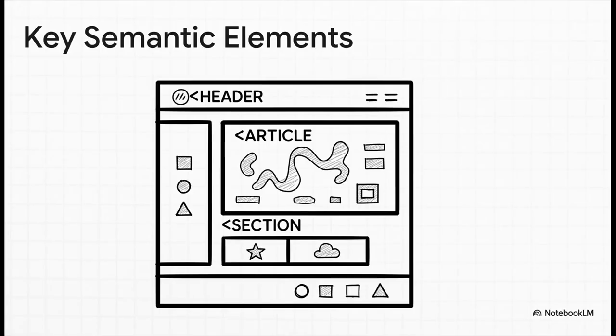And each of these tags has a specific job. Header is for your titles and intros. Nav is for your main menu. Article is for a self-contained blog post or news story. Now, this isn't just about being tidy. It has massive real-world benefits for things like accessibility, letting screen readers understand the layout of a page, and for SEO, because Google can now figure out what the most important parts of your content are.